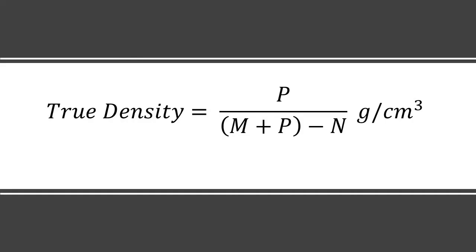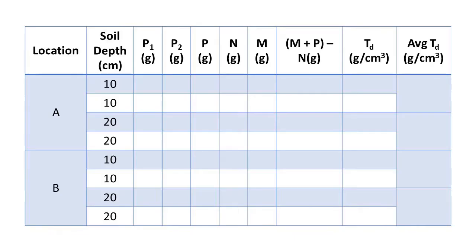True density is calculated by this equation. Here, P, the mass of solid, divided by M plus P minus N, that is the volume of solid. Finally, the average true density for each depth is calculated by taking several replicates in each location.